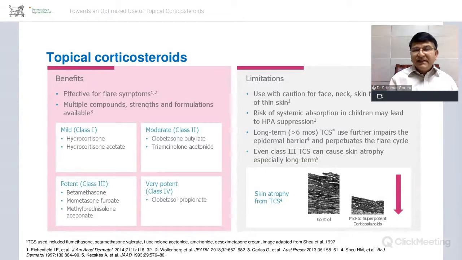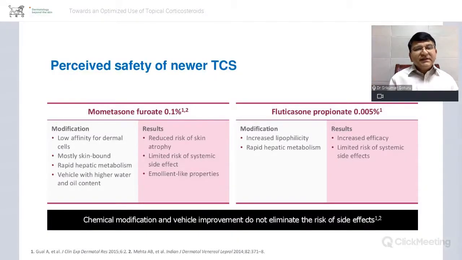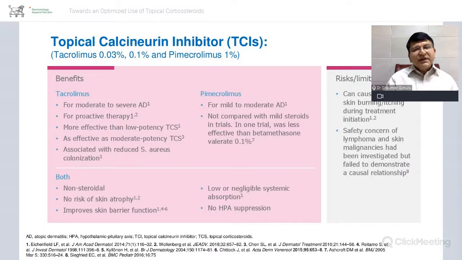Even though the scenario has changed, we still have to deal with topical corticosteroids, and we still have to be aware of topical calcineurin inhibitors. We should know which class we are using. We should know the limitations. We should know which kind of formulation we use on the face, neck, and body folds, hairy areas. We should remember that long-term use of even 6 months can cause significant skin atrophy, and we need to be very careful even in these days. Of course, with mometasone furoate and fluticasone, there is rapid hepatic metabolism, and the systemic effects are much less. It is true for methylprednisolone aceponate too.